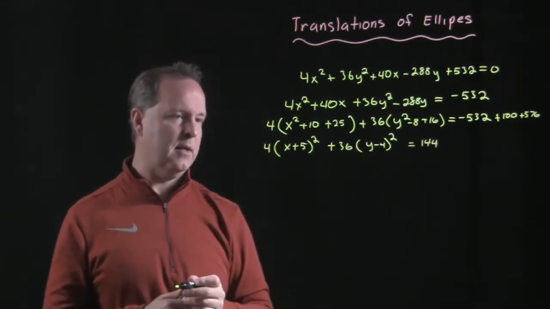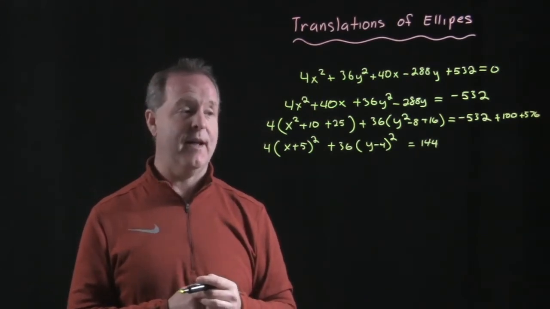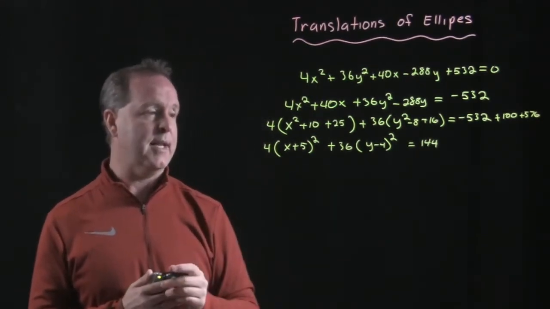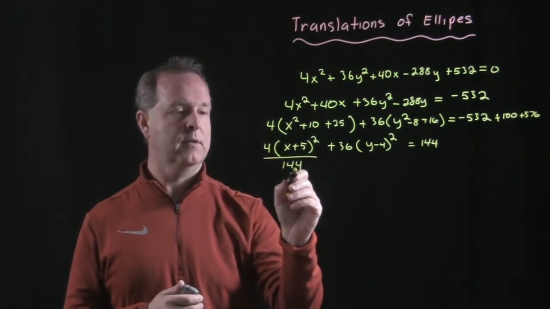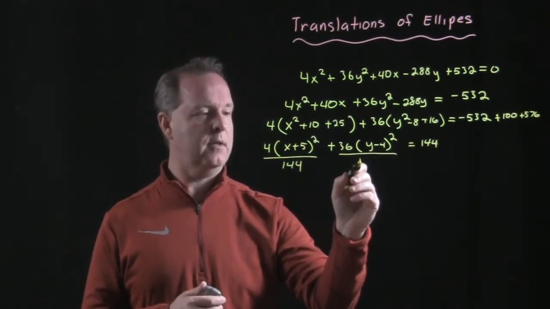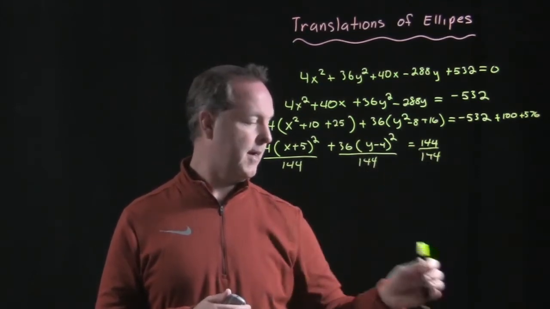Now from here, it looks like I have x squared terms and y squared terms. To get it in standard form, I have to have the right side equaling 1. So let's divide both sides by 144. So this term gets divided by 144, and that term by 144.